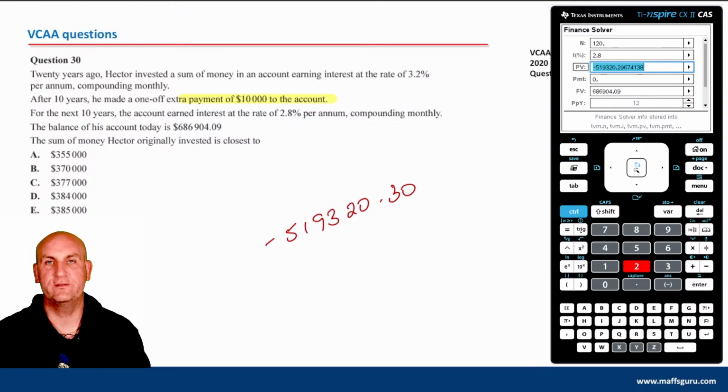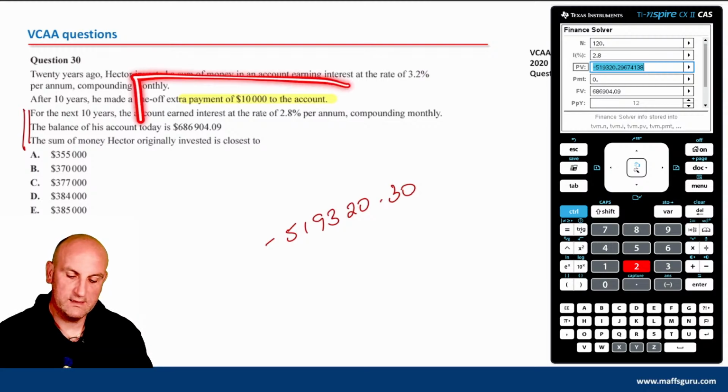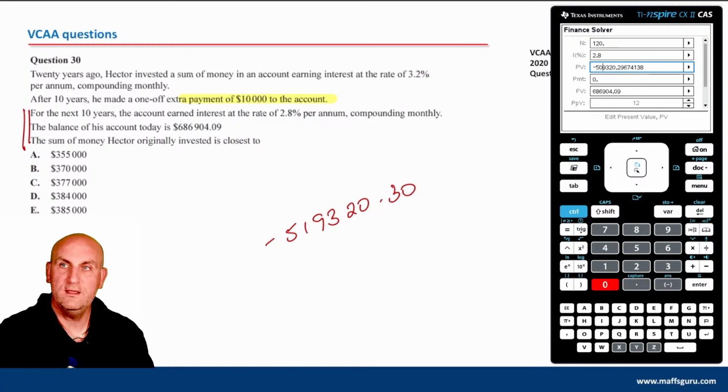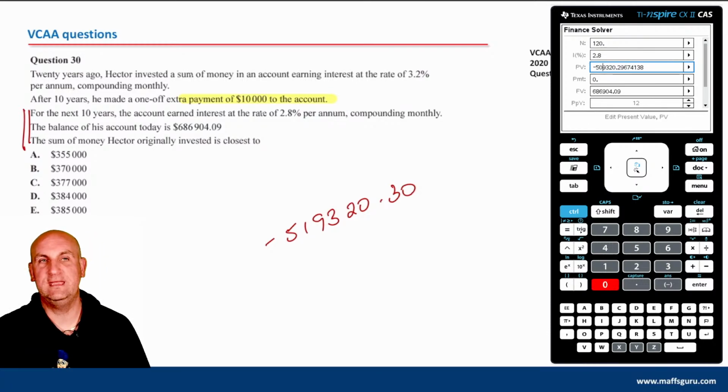Now this was the trick to the question. So we've gone backwards. All right, so we've done this bit here. I'm now going to focus on this here. He's made a one-off payment. So this was 10 years ago. That principal value at this moment includes his $10,000. So I've actually got to take $10,000 off of there, right? Because that is going to be the value he got before he put his $10,000 in.